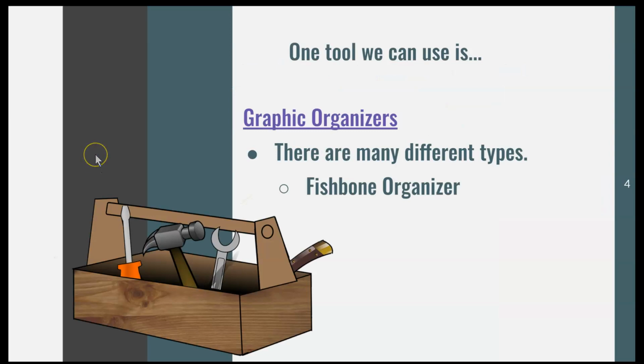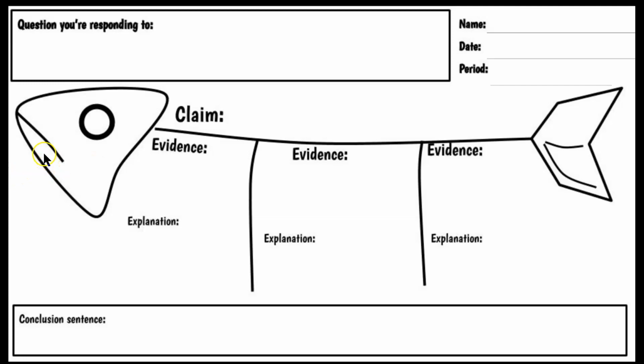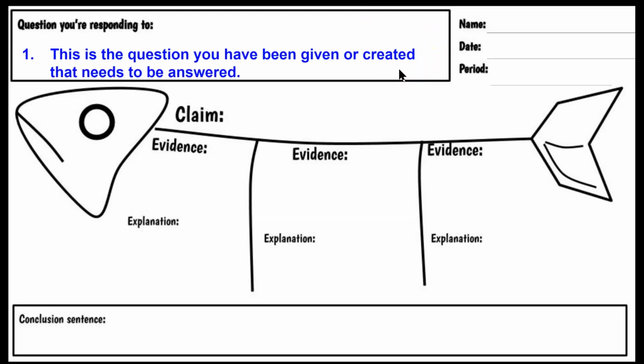This can be kind of a complicated process. There's lots of different kinds of organizers. We use the Fishbone organizer to start our response writing. So you always want to start out by identifying the question that you're trying to answer. Okay, this is a question that you've been given, you've created one. I believe you guys got this earlier in the week, Monday and Tuesday.